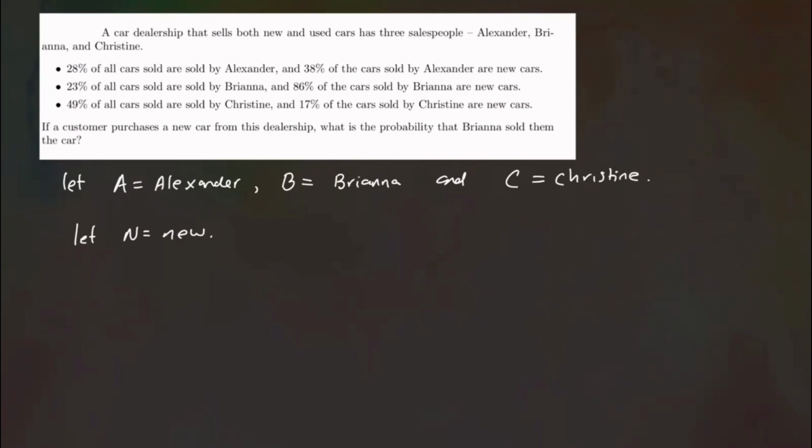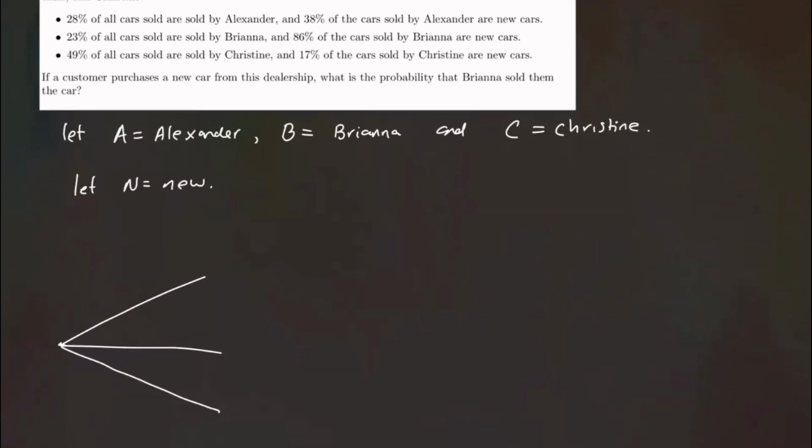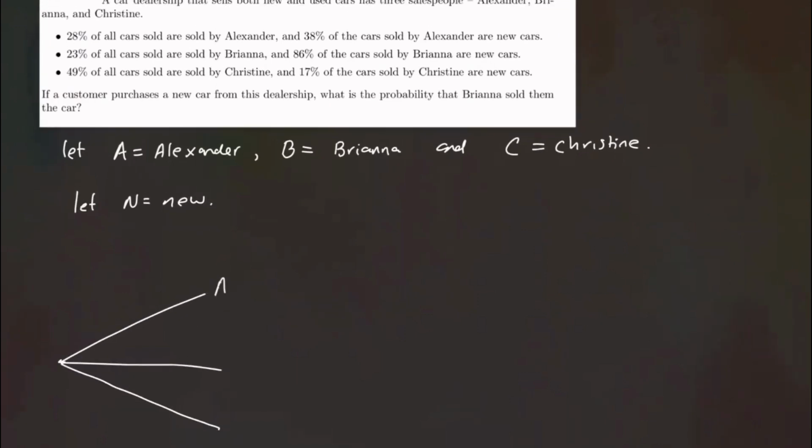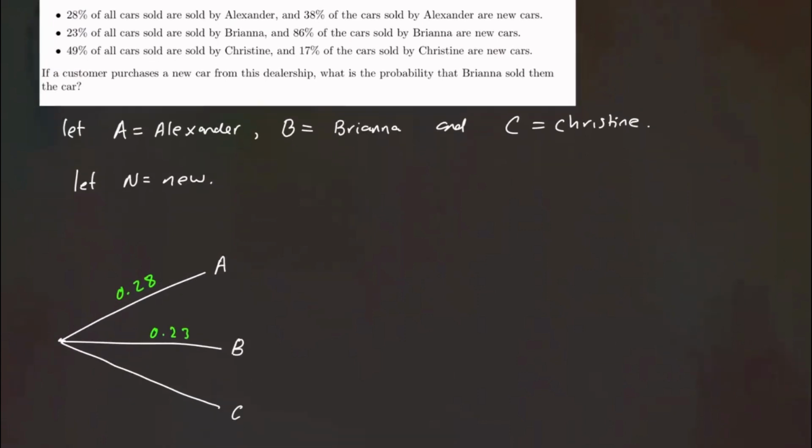So let's draw a tree diagram. We have 3 salespeople, so we have 3 paths like this. Let me go ahead and make it straight. Here, sold by either Alexander or Brianna or Christine. 28% of the cars are sold by Alexander, so that will be 0.28. That's the probability. Then 23% are sold by Brianna, this will be 0.23. Then we have 49% sold by Christine, so this will be 0.49. And you should check that the sum of all of these 3 probabilities is 1.